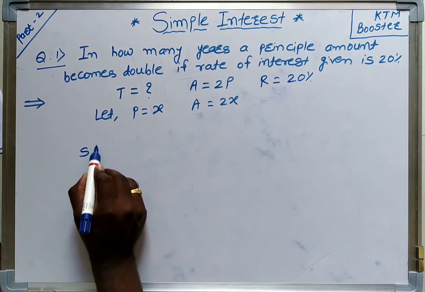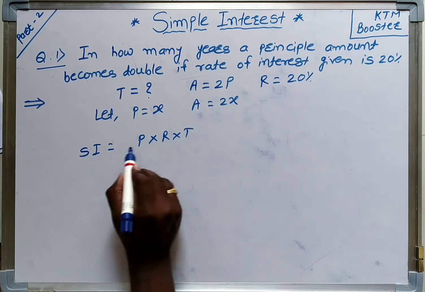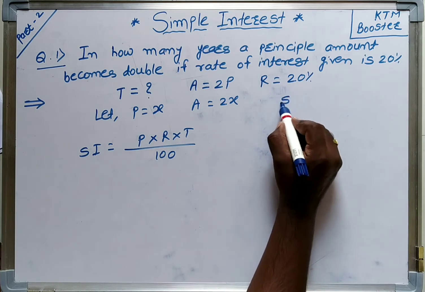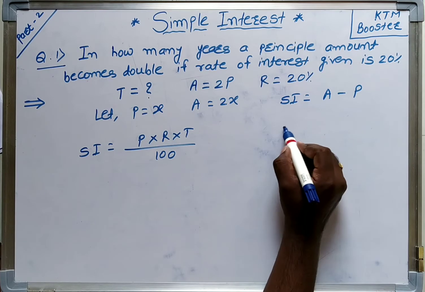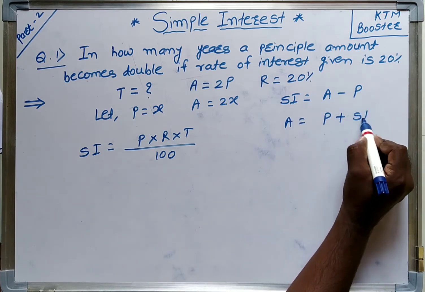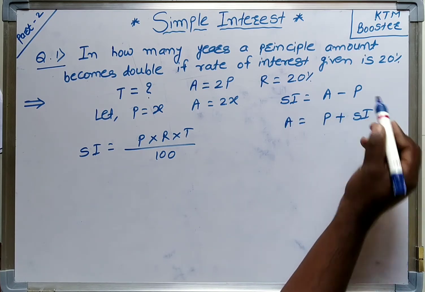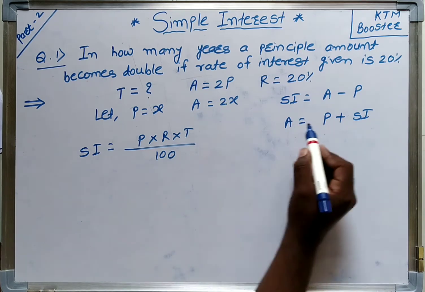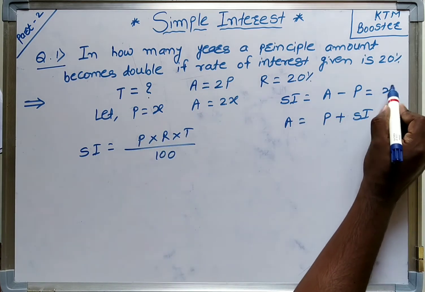So we know the formula, SI is equal to P into R into T divided by 100. So what is SI? SI is equal to amount minus principal. Why? Because amount is equal to principal plus interest, right? So SI is equal to A minus P. So if A is 2x and P is x, then SI is equal to x.